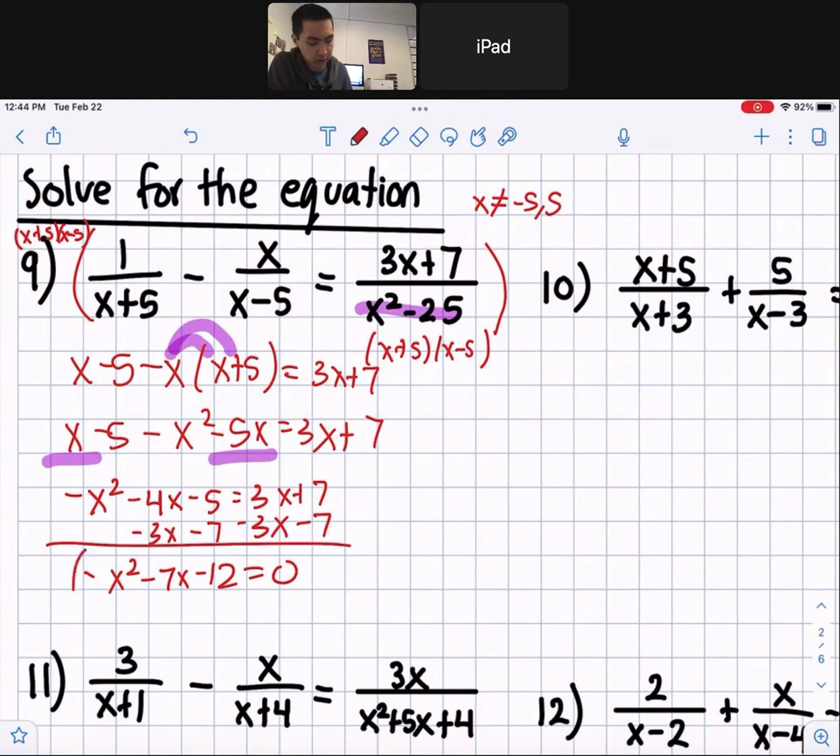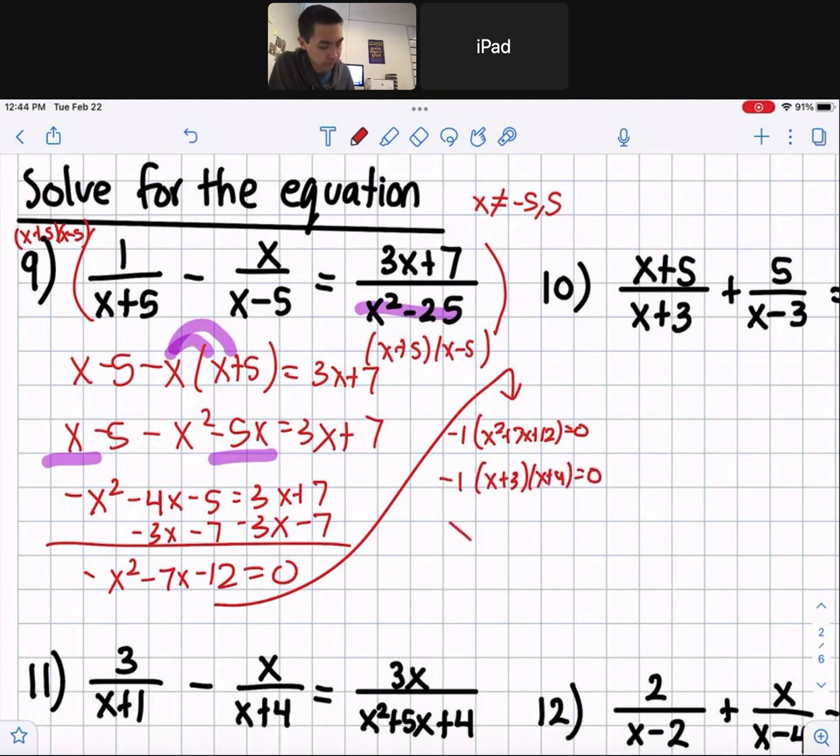Now we do not like to have a negative in the front, so what we're going to do is we're going to factor out a negative 1 to get x squared plus 7x plus 12 equals 0. And I will factor this out by using x method, so it's going to be x plus 3 times x plus 4. So x has to equal negative 3 and x has to equal negative 4. And just make sure you check this. They are fine. So that's going to be your guys' answer. So factor and then set them both equal to 0, right?